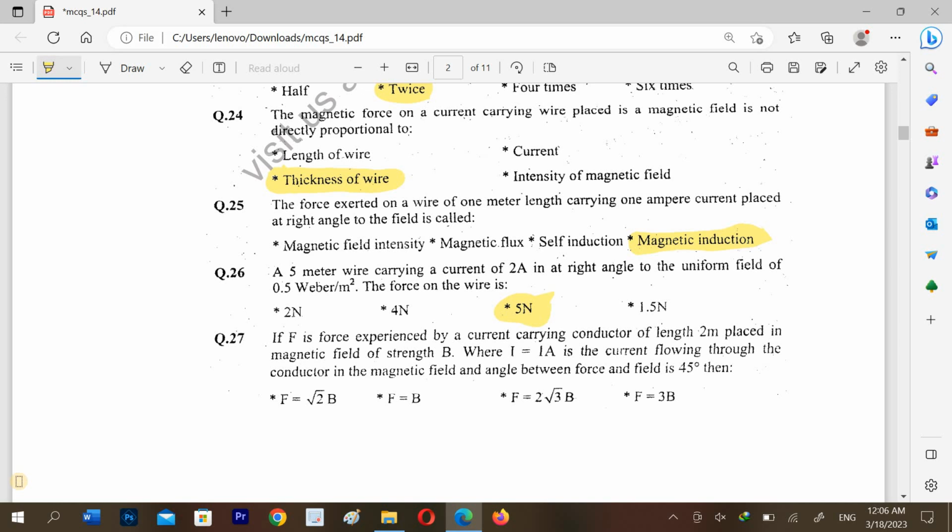If F is the force experienced by a current carrying conductor of length 2m placed in magnetic field B, where I equals 1A is the current flowing through the conductor in the magnetic field, and the angle between force and field is 45 degrees, then the answer is... this is the right answer.